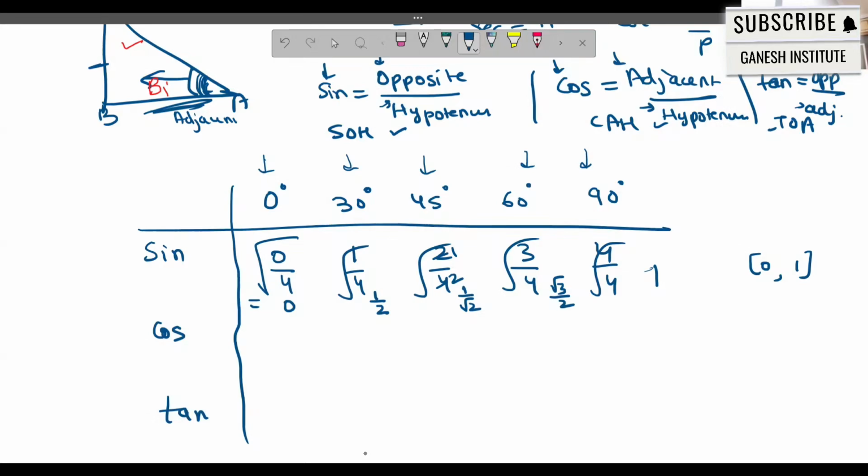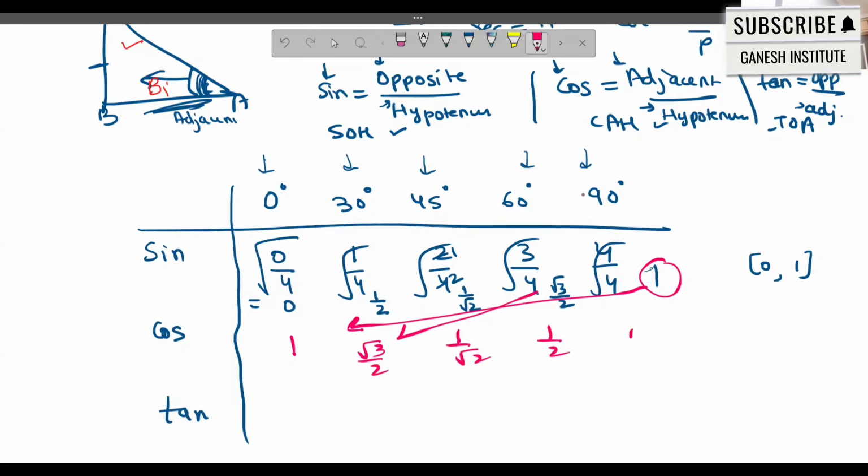Now for cos, do the reverse. Start from this part. Cos 0 is sine 90, so you'll start from here, then here: 1, root 3 by 2, 1 by root 2, 1 by 2, 0. Is it fine?